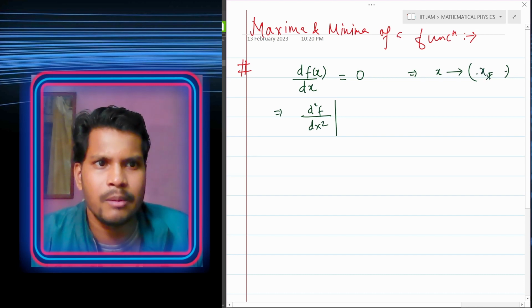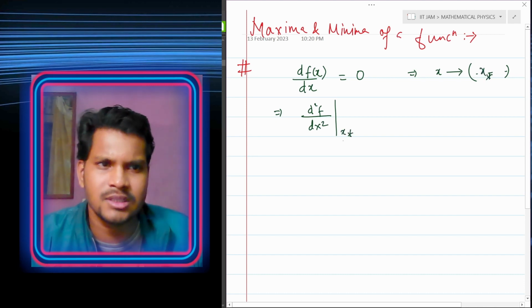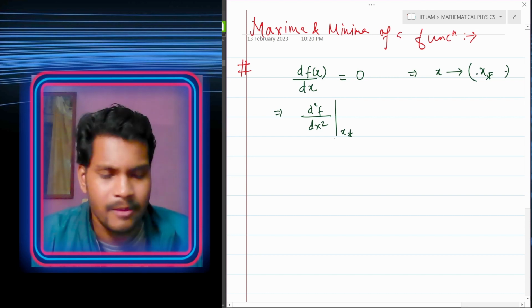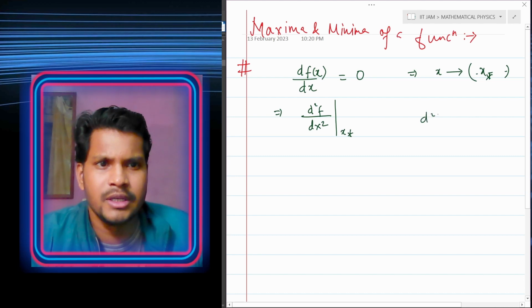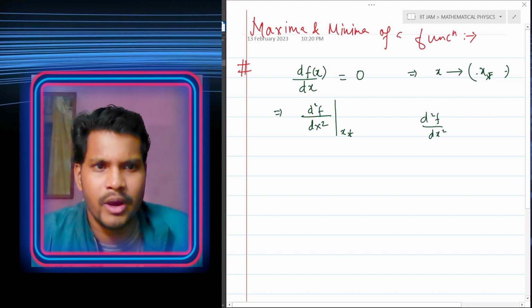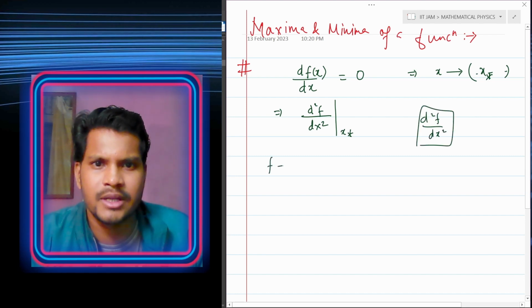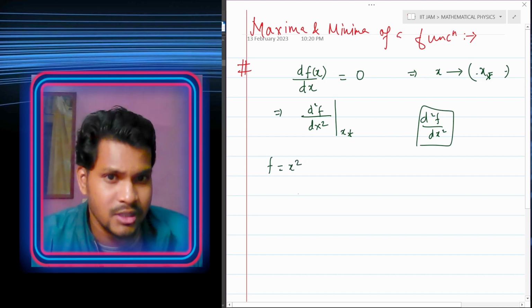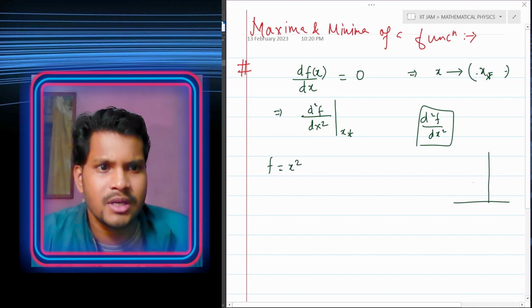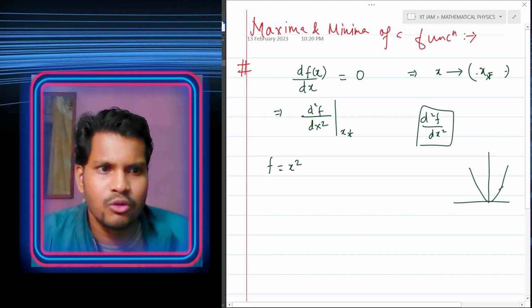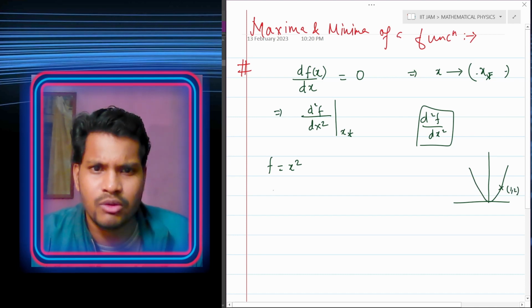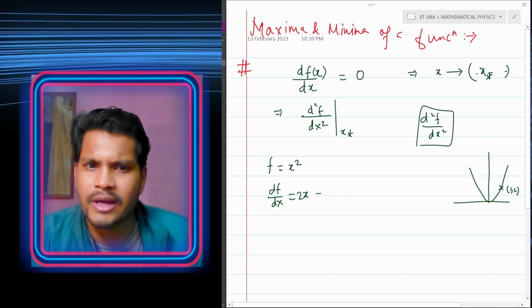Let us say this is at x star, so x star is some kind of constant. Well, I'm going to take one example. For example, let us say I need to calculate d2f over dx square of a function that is given to us, f is equal to x square. This function is a kind of parabola. So I want to understand what this function could be at some particular point. What you can do is simply find df over dx, which gives you 2x is equal to 0.